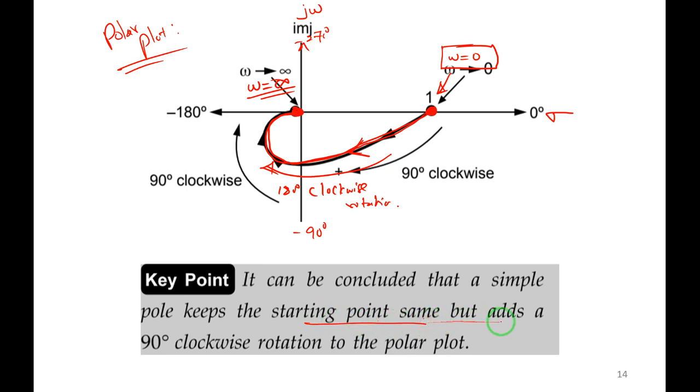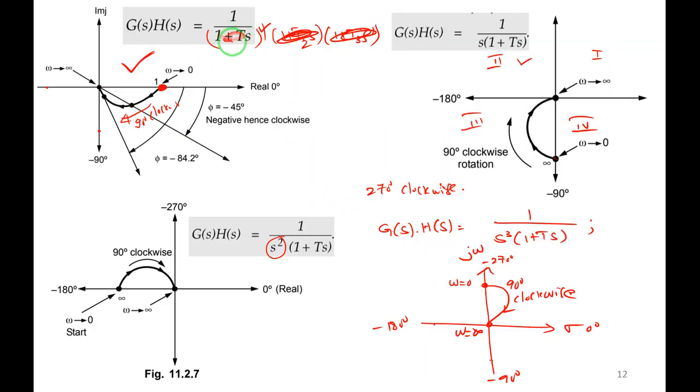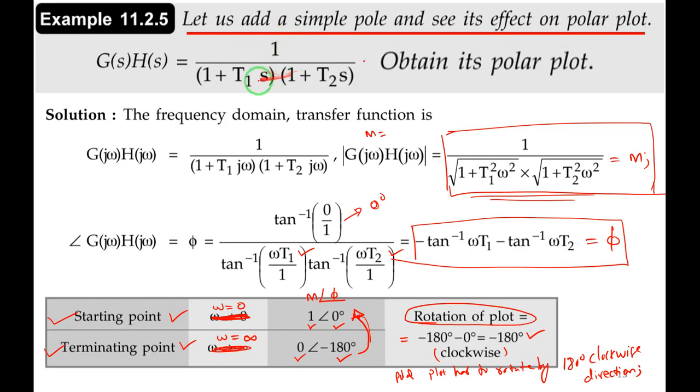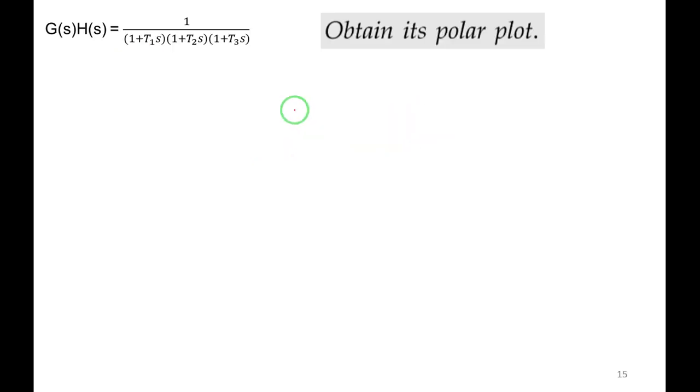This is very important, but it adds 90-degree clockwise rotation to the polar plot. Adds 90-degree clockwise rotation means earlier, due to this 1 plus ts, 90-degree clockwise rotation was already there. If I add one more simple pole, 90 degrees plus 90 degrees, 180 degrees. So from here to here it is 90, another 90, 180 degrees. Okay. For this, can anyone draw? You draw it.